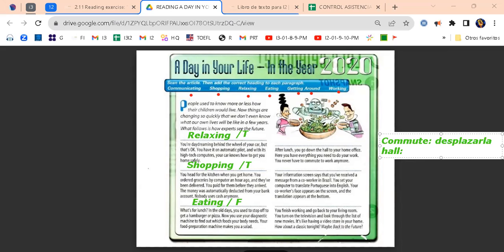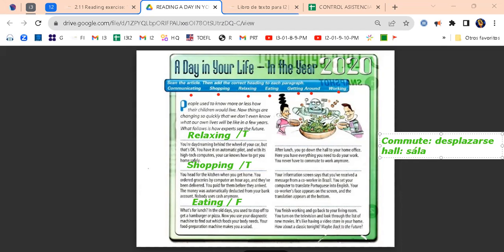Desplazarse. So how do you commute? How do you commute to your work? I commute by bus, for example. I go by bus. Okay, desplazarse. And hall, what's hall? I'm gonna give you a clue. The hall, the salon. Sala.